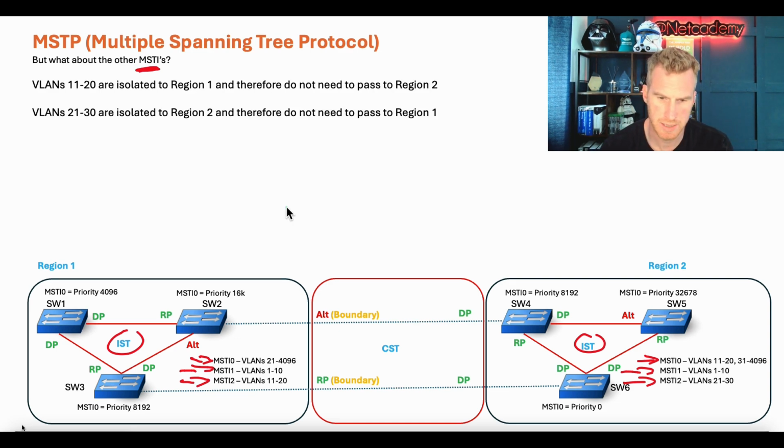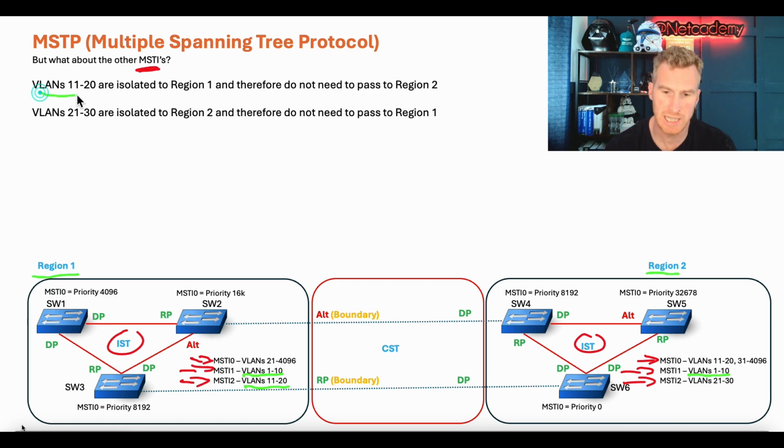Well, let's first look at it from region 1's perspective. What instances and VLANs do we have? Well, we've not taken MSTI 0 into account. We've talked about that, but let's look at instance 1. VLANs 1 to 10. Do we have VLANs 1 to 10 in region 2? We do have VLANs 1 to 10 in region 2. We have VLANs under MSTI 2, VLANs 11 to 20 in region 1. Do we have VLANs 11 to 20 in region 2? The answer is we do not.